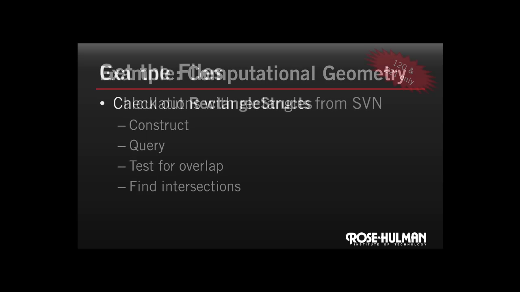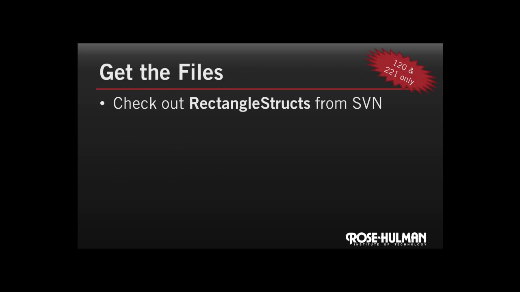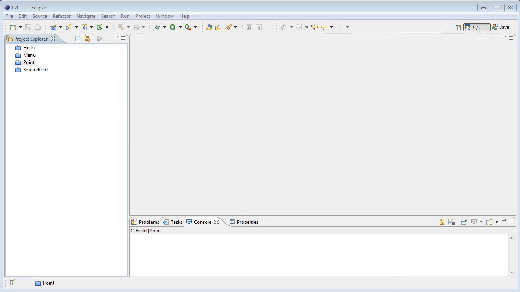So we're going to start with some files that already have a skeleton of the program here. If you're enrolled in CSSE 120 or CSSE 221, you should be able to check out the rectangle structs project from your Subversion repository. If you aren't enrolled in the course, you can download the zip file that contains the files that we'll be using. So I've switched to Eclipse.